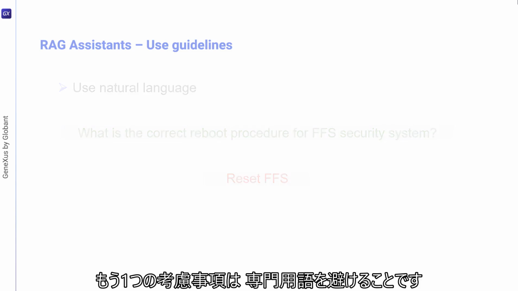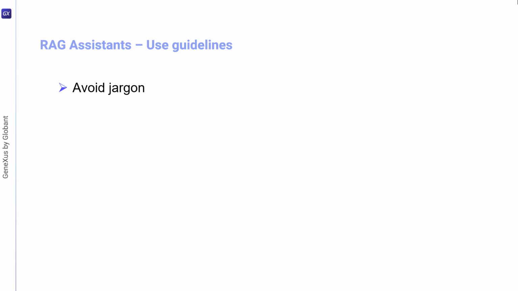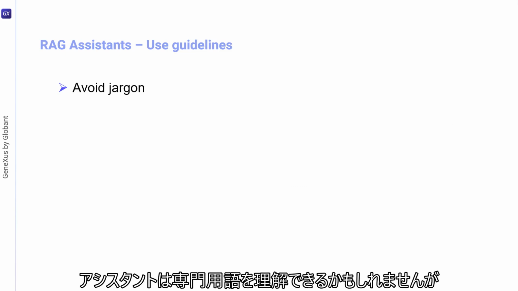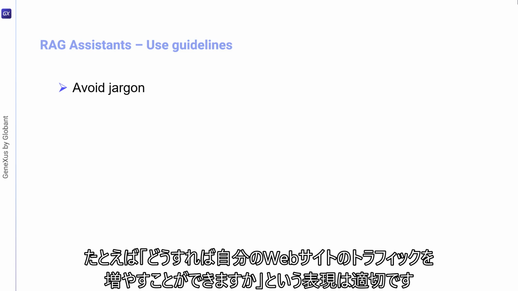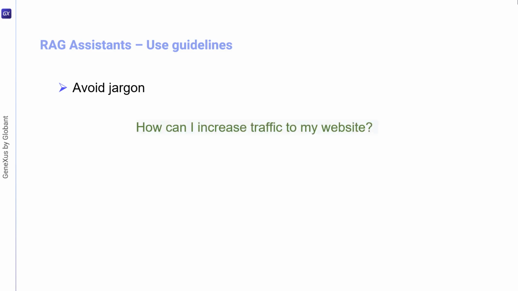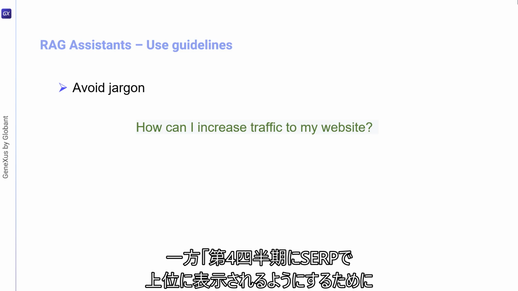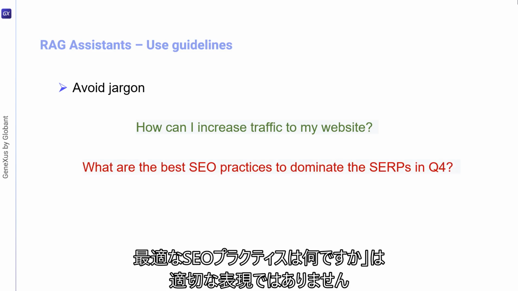Alright, another consideration to keep in mind is to avoid jargon. While the assistant may understand technical terms, simpler language can often provide more accurate results. For example, a correct expression would be, how can I increase traffic to my website? On the other hand, an incorrect expression would be, what are the best SEO practices for mastering SERPs in Q4?